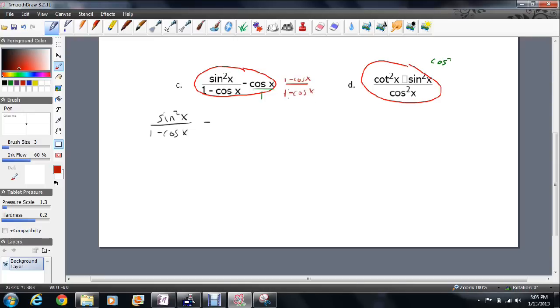When I do that, to get my common denominator, what I get is cosine of x minus cosine squared of x all over 1 minus cosine of x. Now I can put these two fractions together because they have the same denominator. So I'm going to write sine squared of x. I'm going to reorder this and you'll see why in 1 second. Minus cosine squared of x minus cosine. Again, I reordered it. You'll see why in just 1 second.